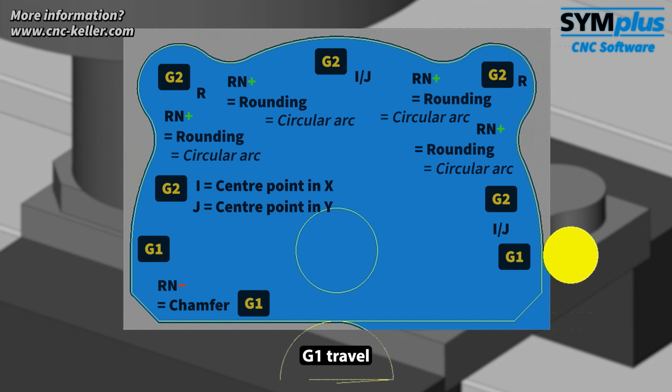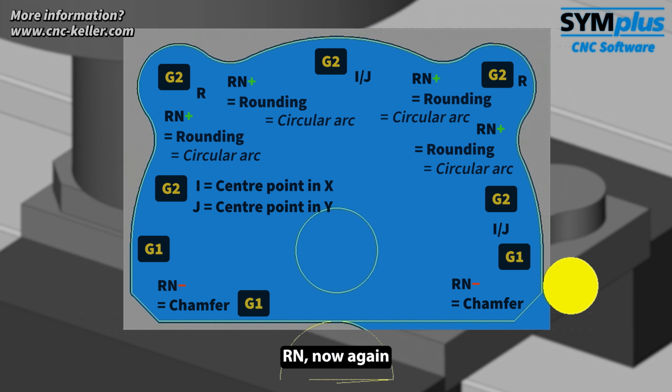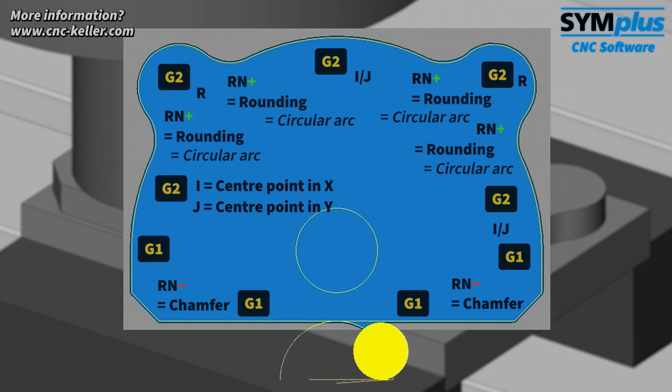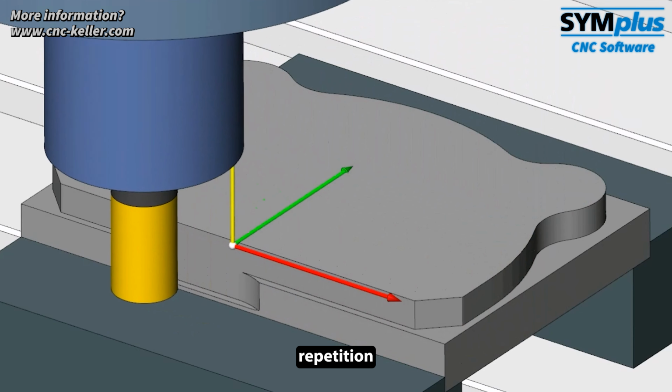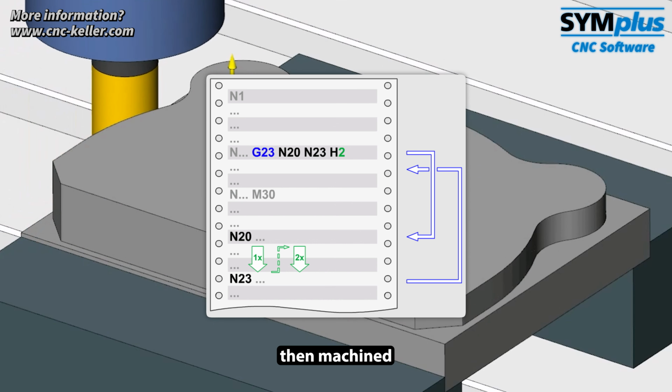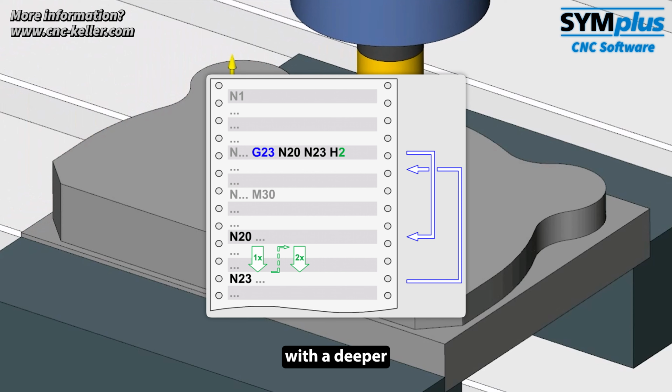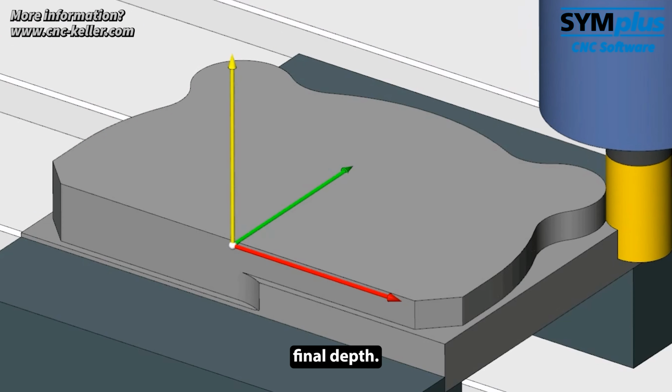Finally, G1 travels straight down. Rn, now again with a negative value, creates another chamfer before the tool returns to the center with G1. With program repetition G23, the contour is then machined again, this time with a deeper depth of cut to reach the required final depth.